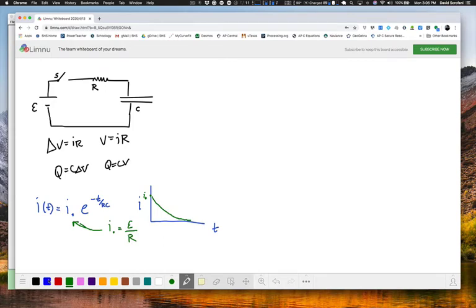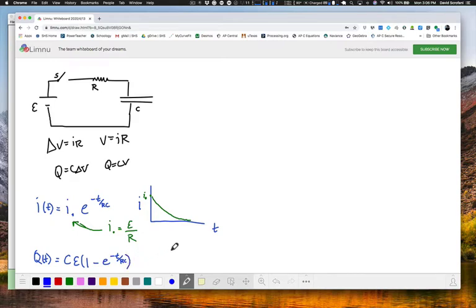Also, while we're at it, if you wanted to know the charge on the capacitor, Q, as a function of time, we also have that. We can write it as C times epsilon, the EMF of the battery, times the quantity 1 minus e to the negative t over RC.